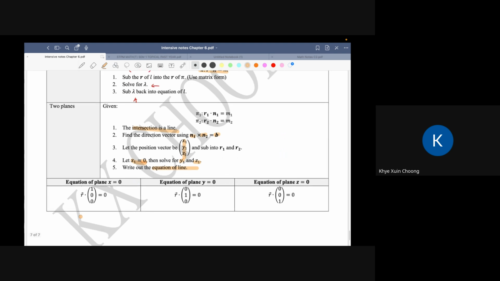Okay, so here are some special things. So if the equation of plane equals to 0. Let's say you have a plane that is at x equals to 0, that lies on x equals to 0. How should you write it?